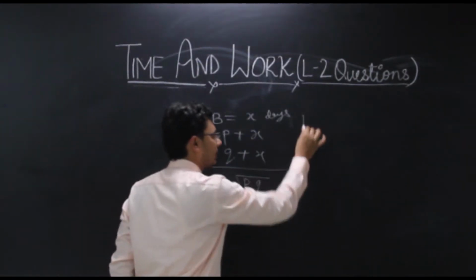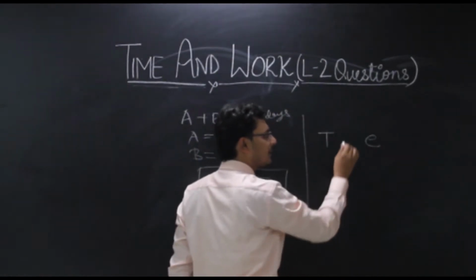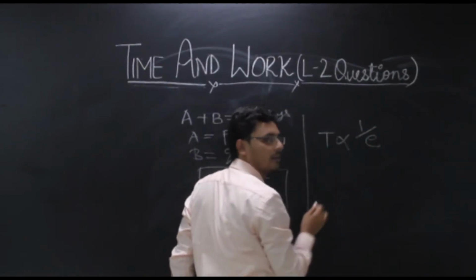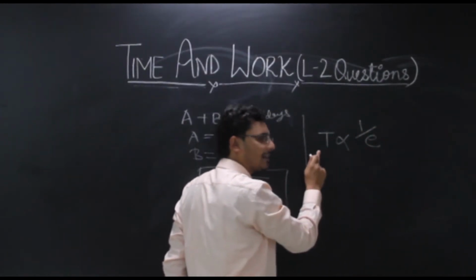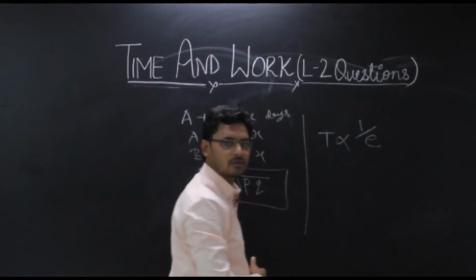Another thing is time and efficiency. How are they related? They are inversely related. The more efficient, the less time he will take. The more time, the less efficient he is. These are the two concepts involved in the first question.